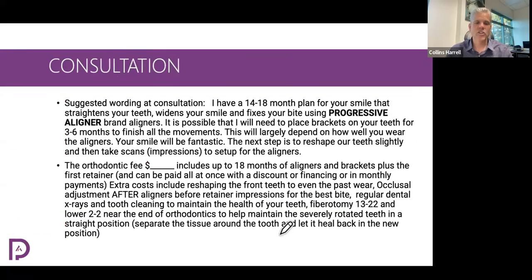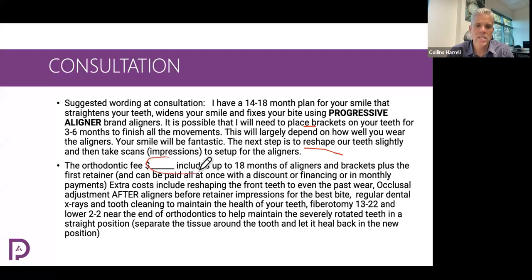He provided a suggested consultation, okay, to help them set up ideal expectations. You know, I have a 14 to 18 month plan. Notice it's not a number of aligners, it's a span of time. It's 14 to 18 months. However many aligners that takes, this is my estimated treatment time. Using progressive aligners, we're going to widen your smile, fix your bite. It's possible I'll need to place brackets on your teeth. We're going to give you a beautiful smile. We're going to reshape your teeth a little bit.